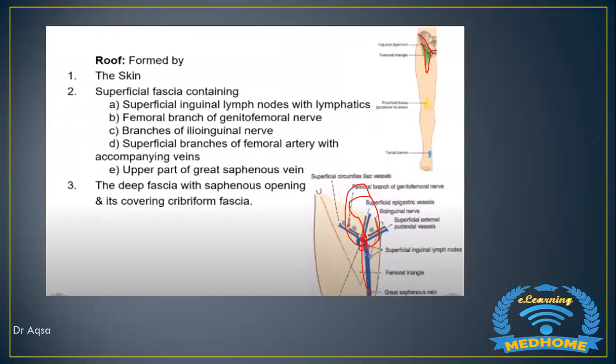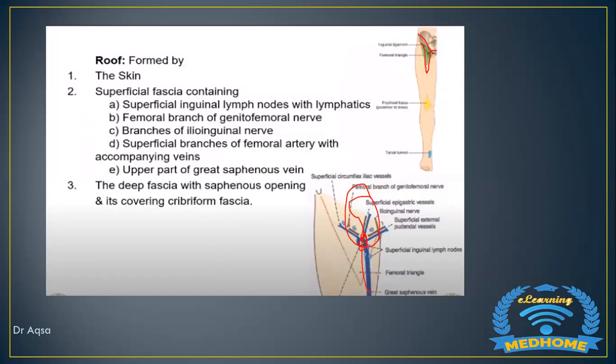Roof, mainly we have the skin, superficial fascia, and the deep fascia. The superficial fascia mainly contains the superficial inguinal lymph nodes, the femoral branch of the genitofemoral nerve, branches of the ilioinguinal nerve, and the superficial branches of the femoral artery and the veins, and the upper part of the saphenous vein. The deep fascia has the saphenous and the cribriform fascia.